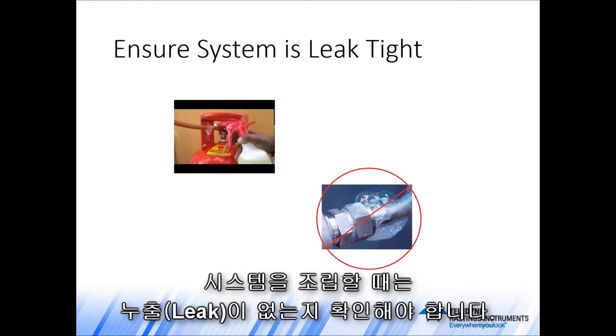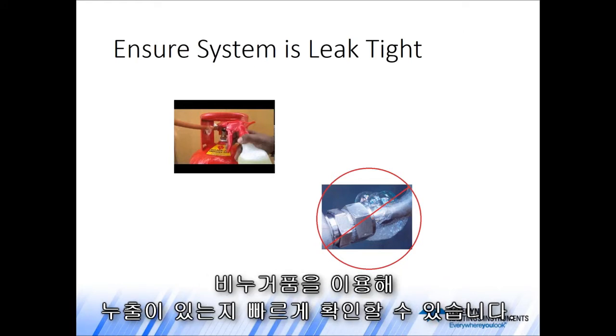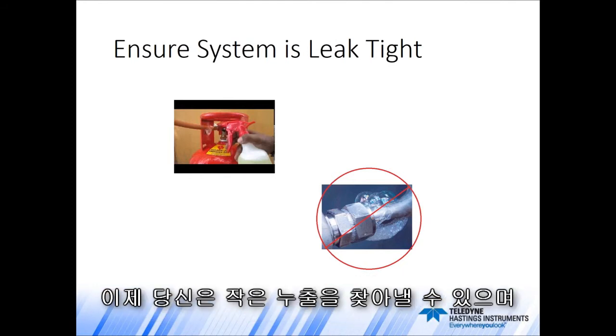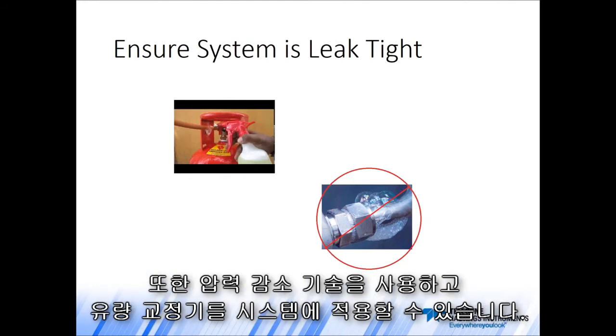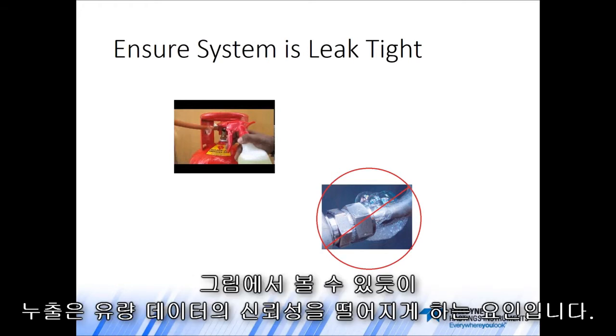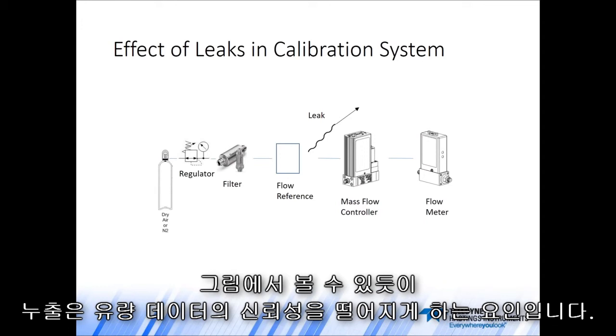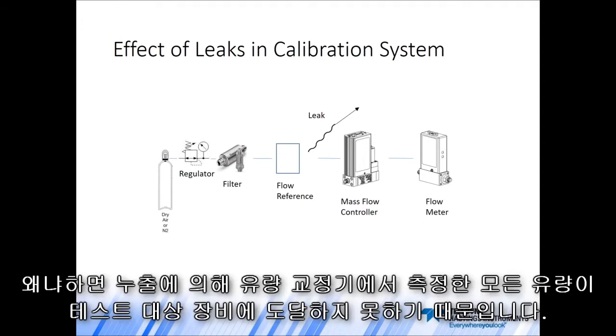Now, when you're assembling the system, make sure everything is leak tight. The soap bubble, you see this brand name Snoop, right, can be used to quickly find gross leaks. Now, to detect small leaks, you can also use pressure decay technique, and some flow references will offer this mode in their systems. And you can see here, a leak will corrupt the data run because although the flow is detected by the flow reference shown there, the full flow never quite makes it to the flow meter under test.